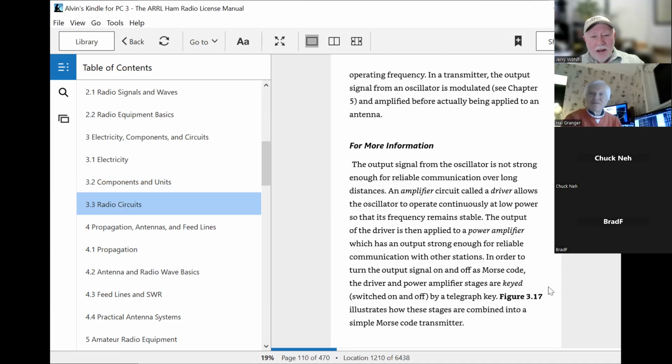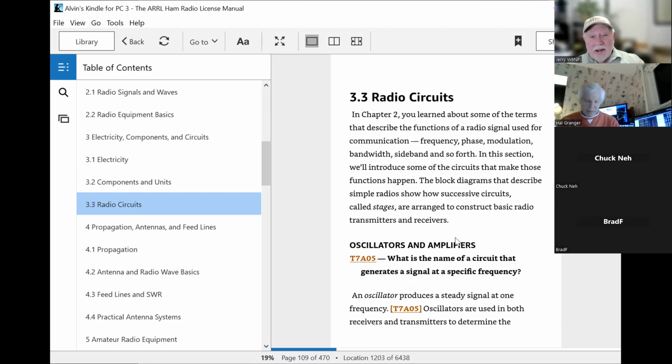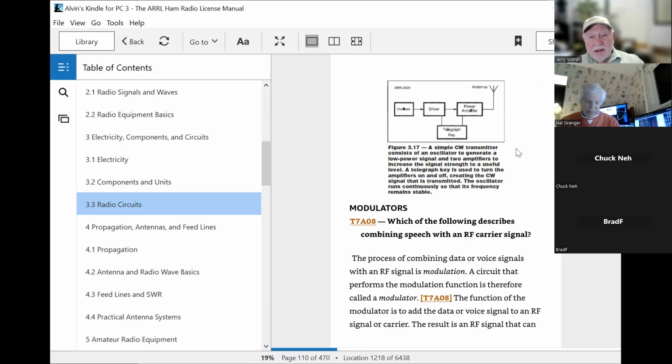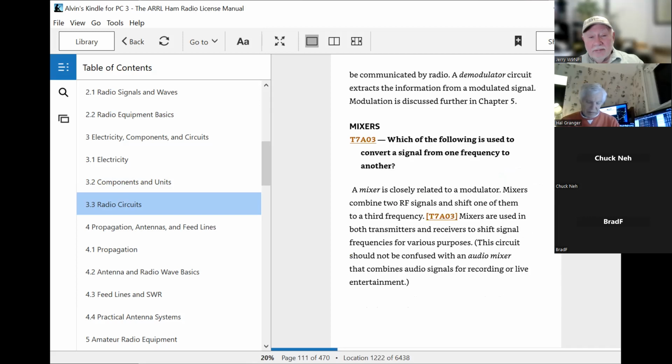Okay. An amplifier takes a weaker signal and amplifies it. And the amount of amplification is called gain. Okay, let's see. Okay.